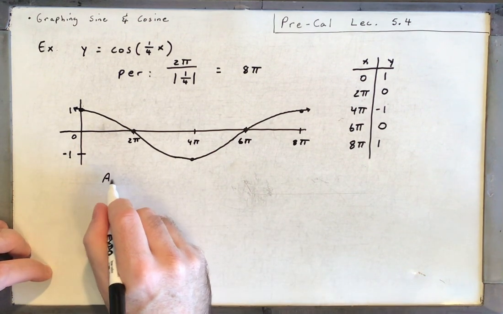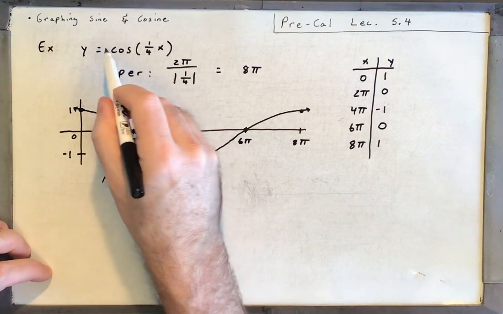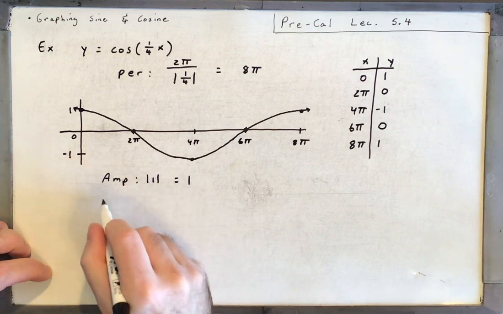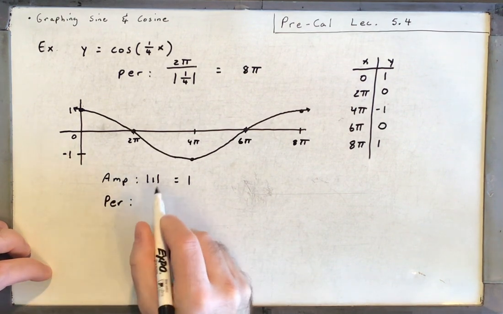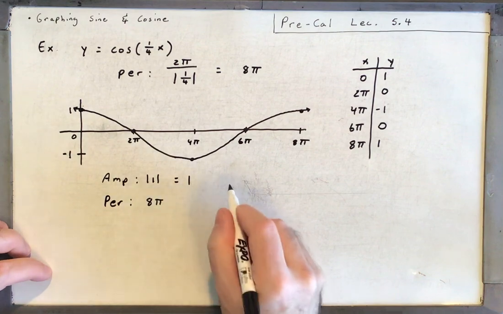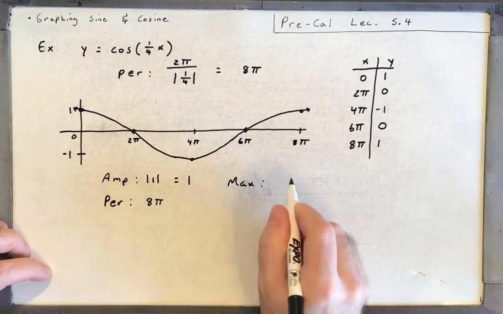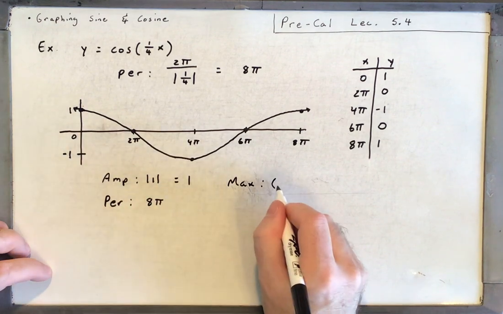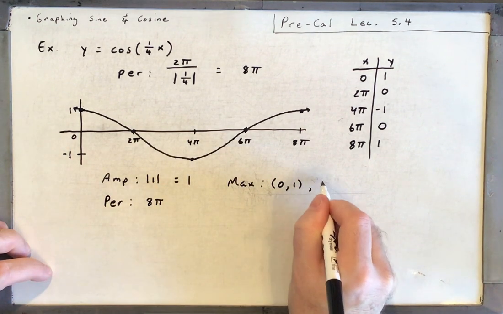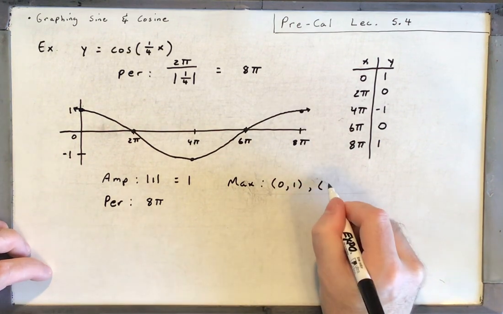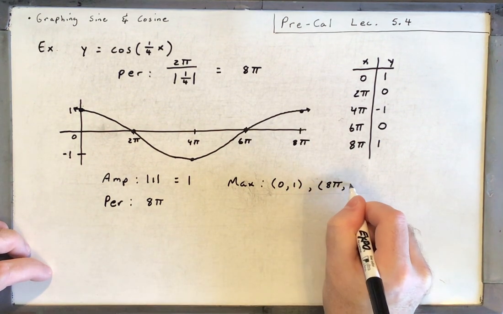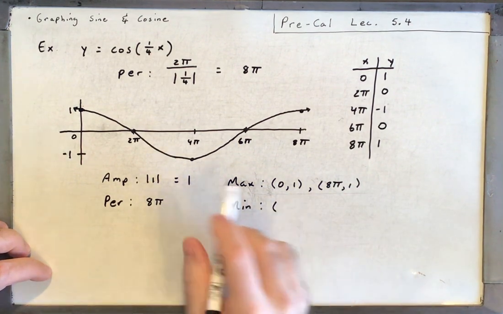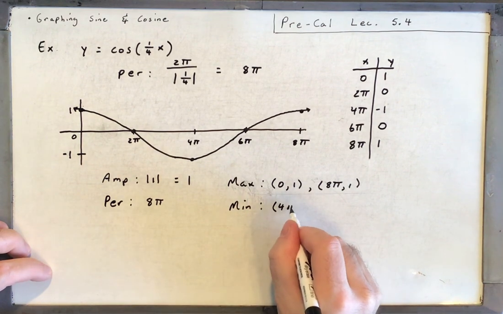Okay, so our amplitude is the absolute value of the number in front of cosine. Well, that's 1, so our amplitude is 1. The period we already figured out, that's 8 pi. We have a max in a couple different spots. We have a max at 0, 1. And we've got another one at 8 pi. We have one minimum. The y value is -1, the x value is 4 pi.